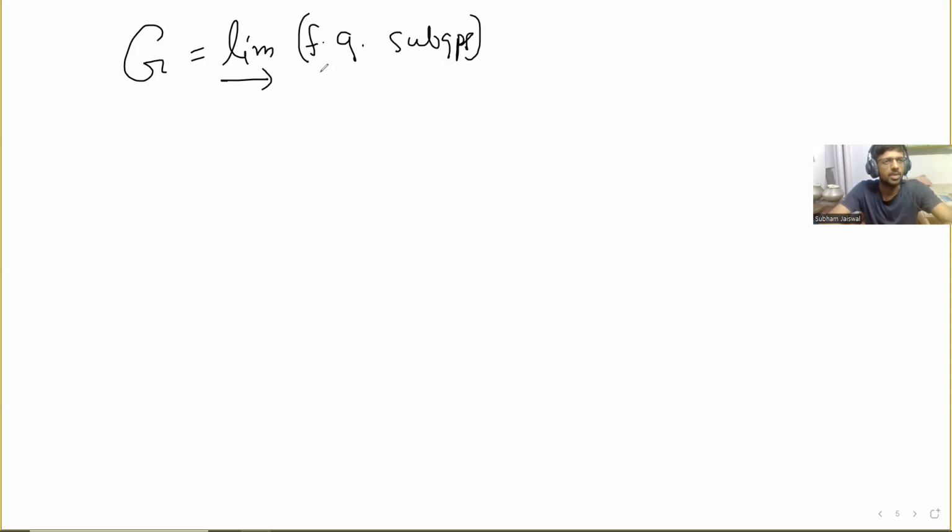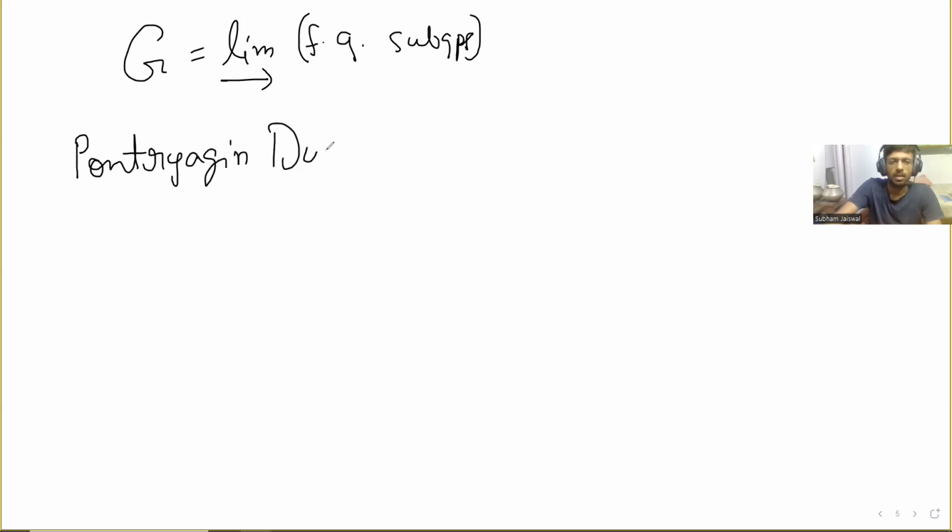Okay, but let's see. One very nice thing is this. There is something called Pontryagin duality. I'll just take a small part of this. I don't know it very well either. So I take a small part of this and try to say why direct limits are important.